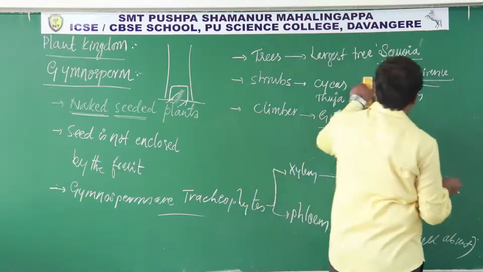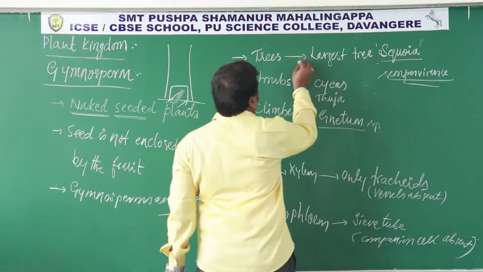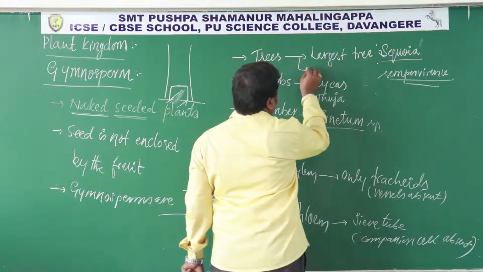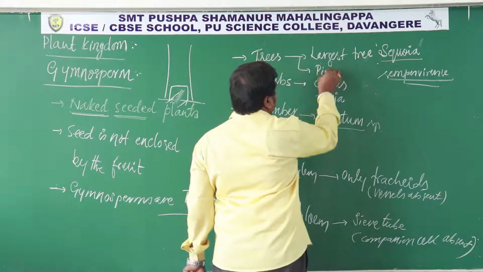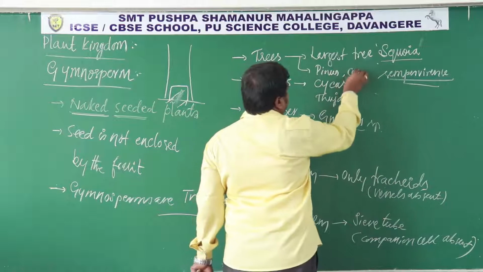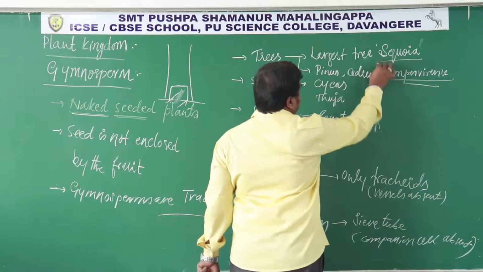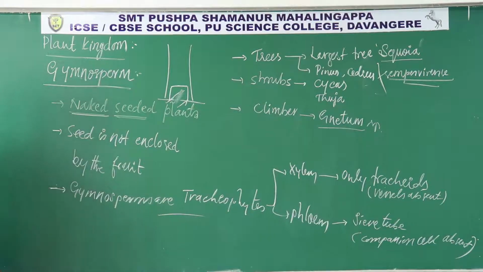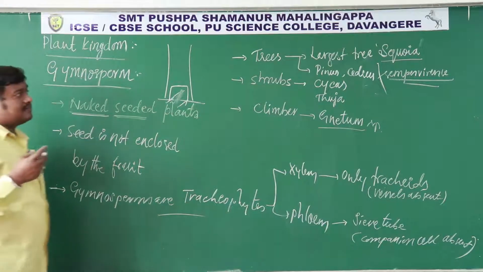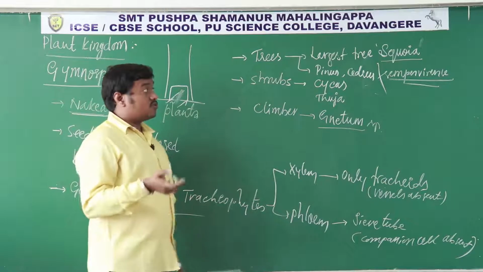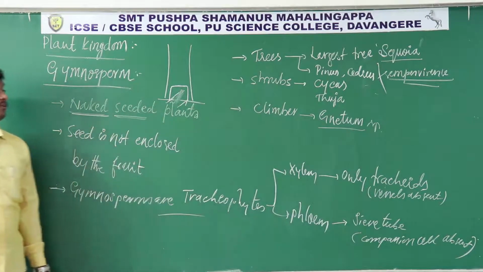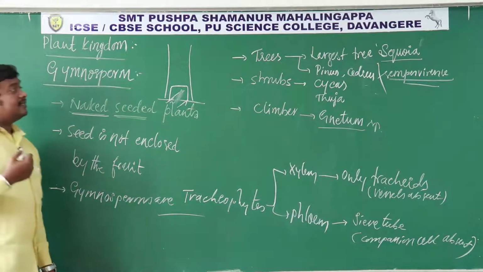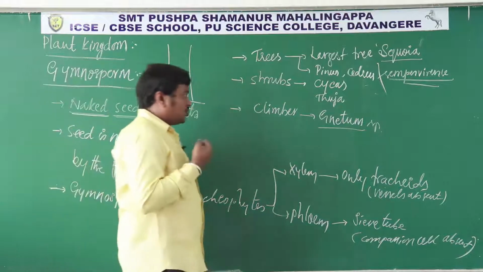So, the largest tree, and a few more examples for trees. That is pinus and cedrus. Okay, so these are examples for trees. Trees are formally like pinus, cedrus and sequoia. Sequoia is the largest tree among the plant kingdom. Then shrubs, cycas and thuja are the examples.